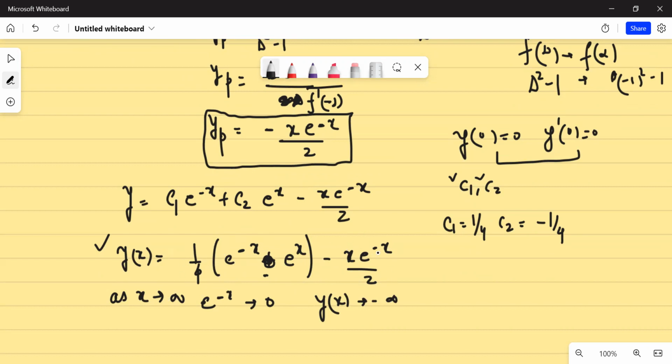Because as x tends to infinity, obviously this will become 0. This will also become 0 because of the discussion I made that x into e की power -x, I can write as x upon e की power x. This will go to 0. But this term would go towards infinity. There's a minus sign supplied to it. So overall, this particular term would go towards minus infinity.